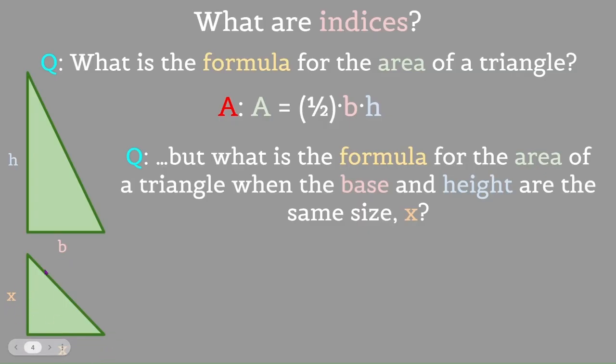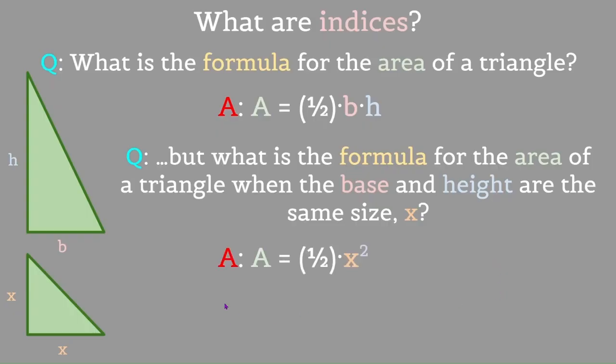So, if that is the case, what would the area be equal to? Can you write a new equation using x as the side lengths? And can you use indices to write it? So take a moment. Try and write the equation for the area of this triangle, right, that has side lengths of x and x using indices. Take a moment, maybe pause the video, and then I'll show you the answer.